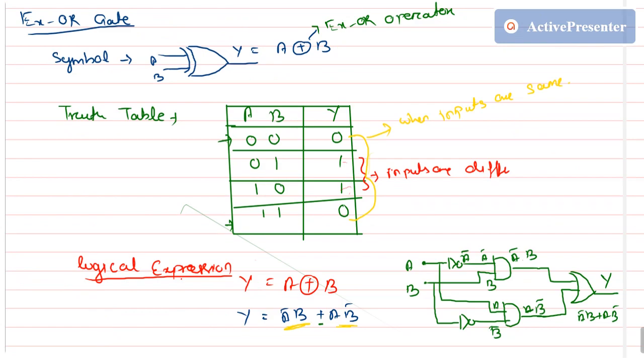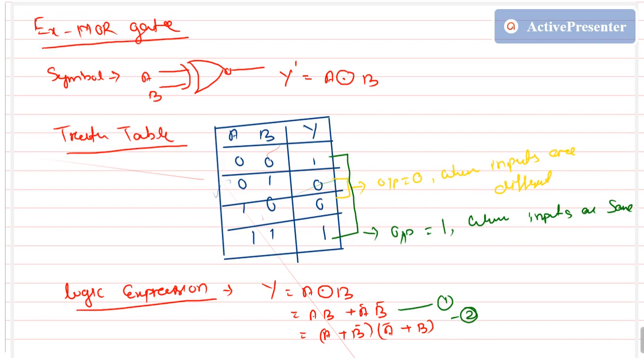Similarly for XOR gate also there will be one more expression we can write. One more expression is A bar plus B bar into A plus B. So this is expression 1, this is expression 2 for XOR gate.